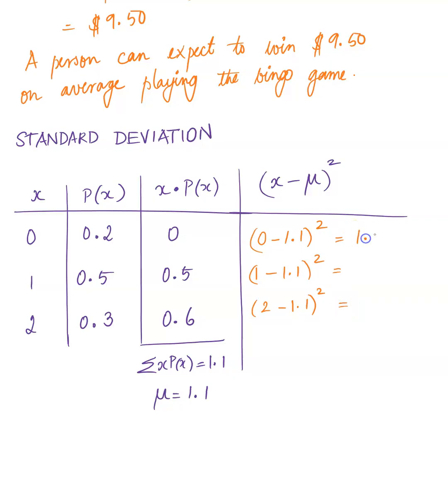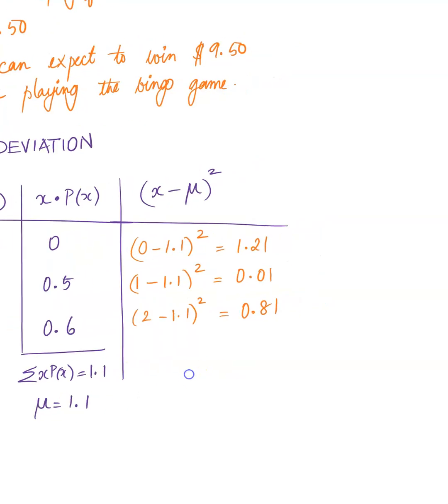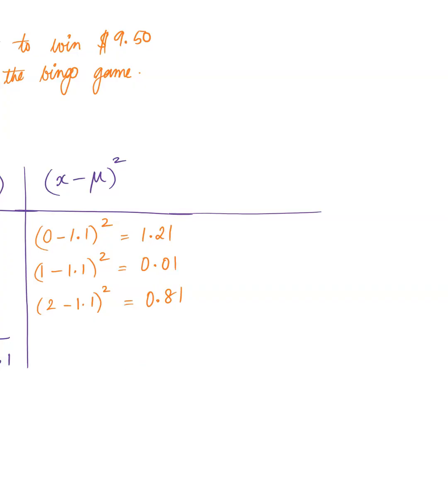So when you square this, you get 1.21, 0.01, 0.81. Of course, feel free to use the calculator. Don't go ahead and just try to do it all in your head. So once you got this column, okay, now we have one more, because we haven't factored in the probability in this calculation yet. So we have one more column which says we have to do x minus mu the whole squared times P of x.